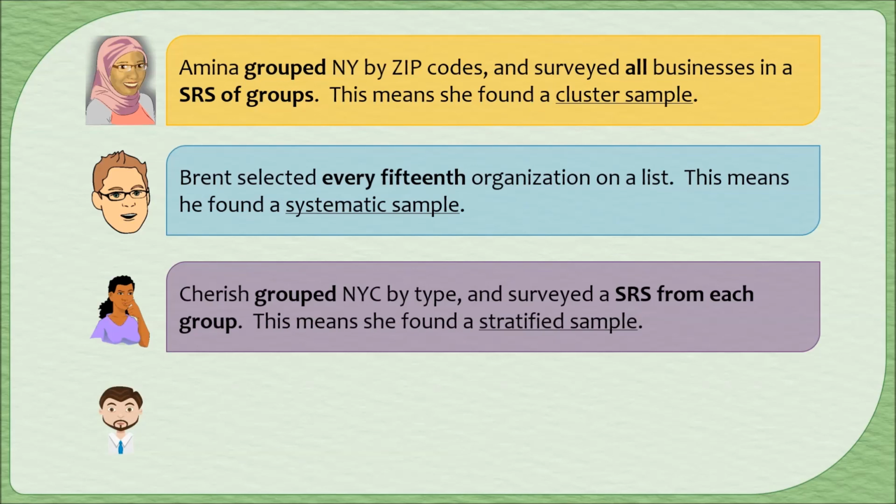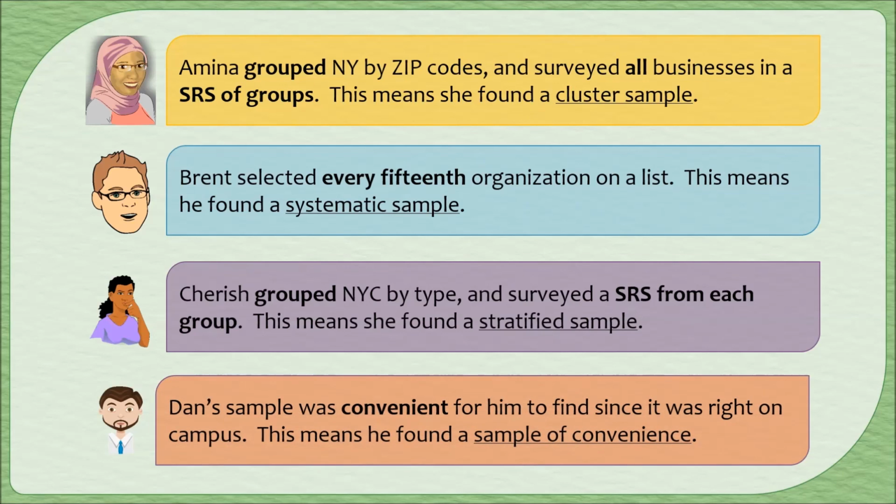And lastly, Dan. What did Dan do? Dan went to the careers fair on campus and he just kind of ambled around for a little while, right? Dan didn't really do anything that hard or interesting. So his sample was convenient for him to find. He didn't have to go out of his way. It was right on campus, and he only even just talked to the places he happened to walk by. So Dan found a sample of convenience.